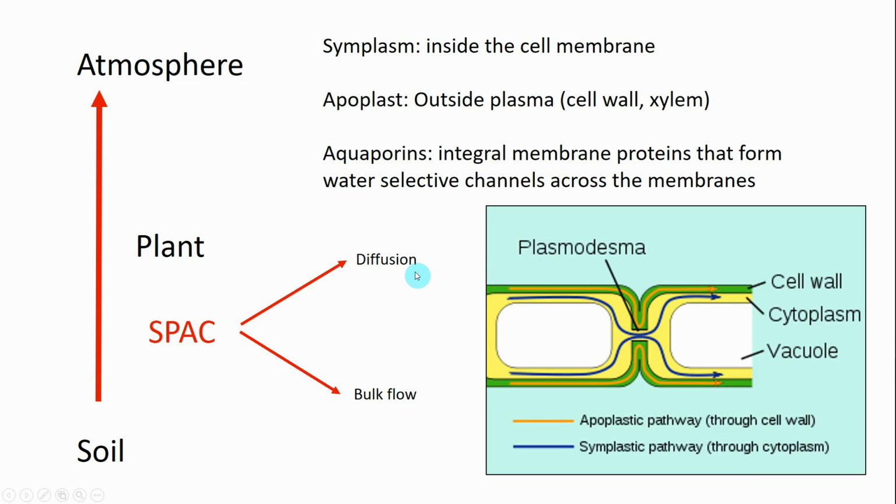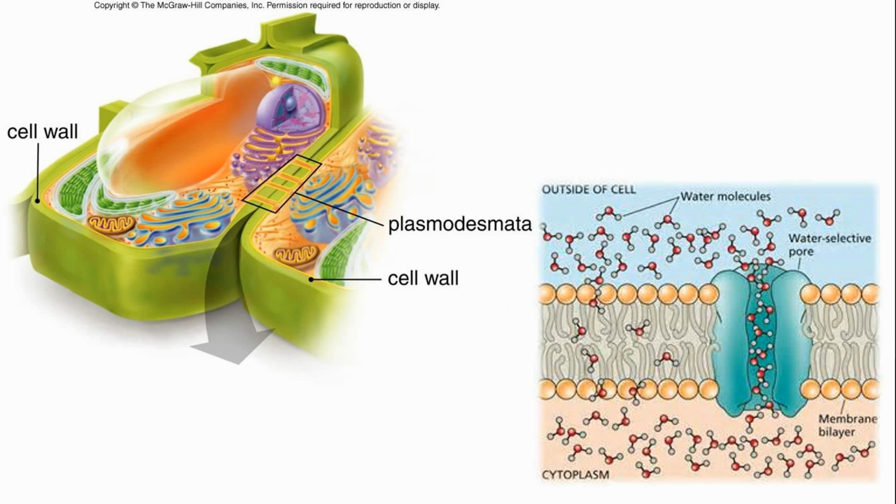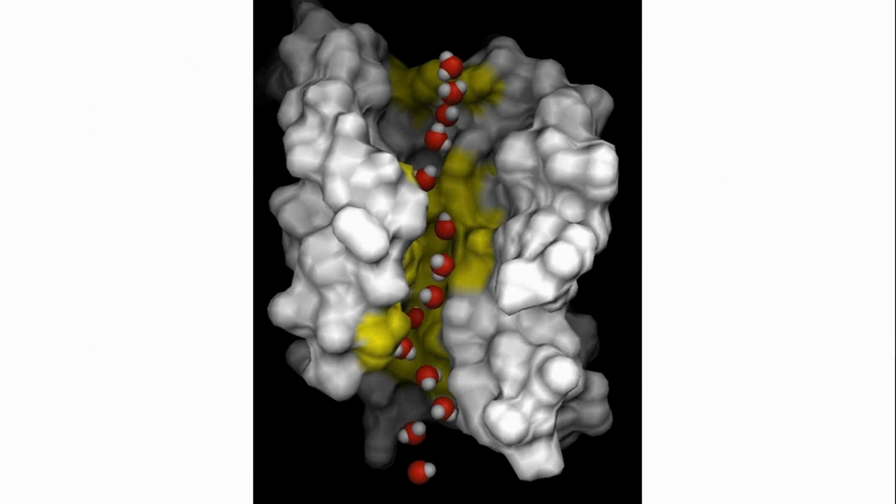So what I expect you to take away from these 3 slides: SPAC, the soil, plant, atmospheric continuum; 2 ways water flows: osmosis and bulk flow. Diffusion is correct, but osmosis is more correct. The water can move via osmosis through symplastic or apoplastic pathways. And aquaporins are an essential membrane protein that will really help the movement of this water be more effective and efficient.